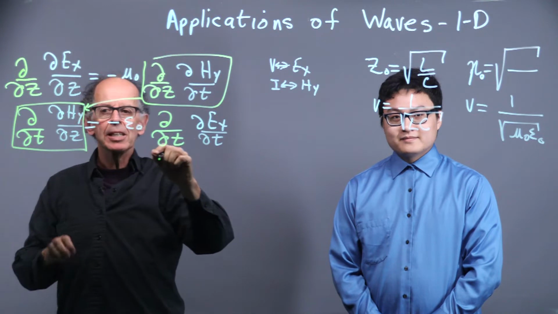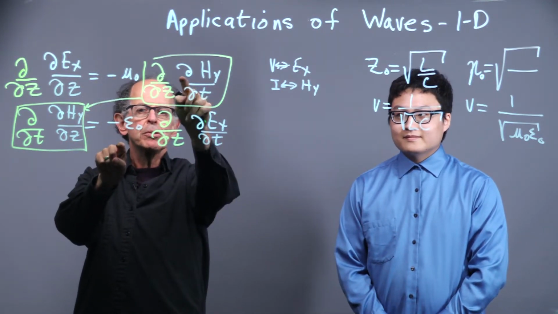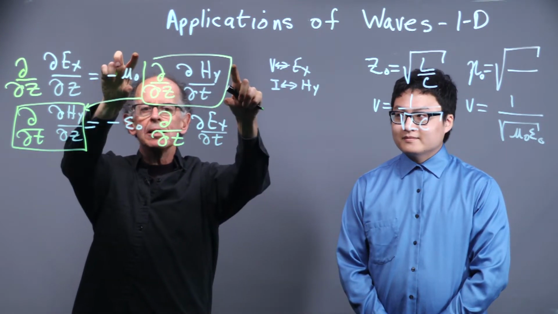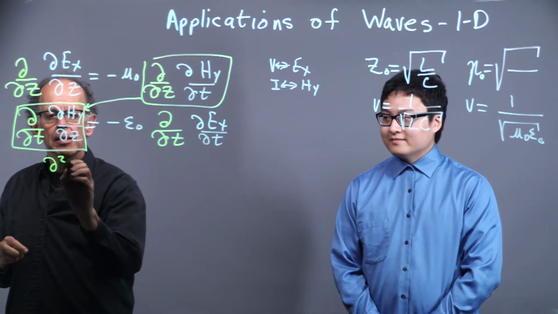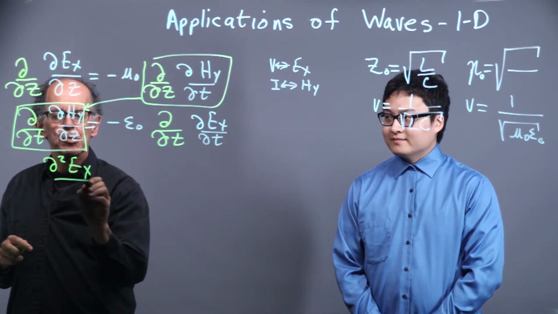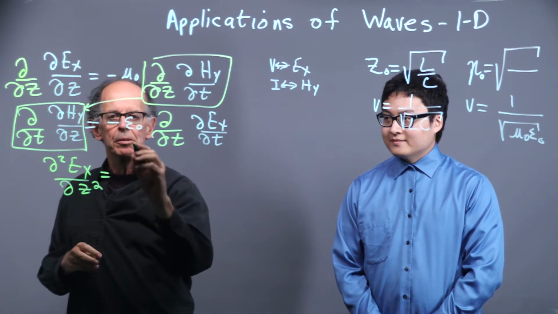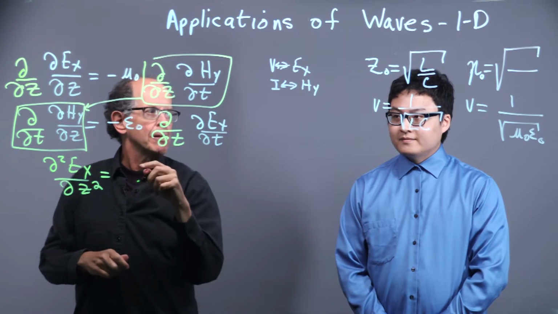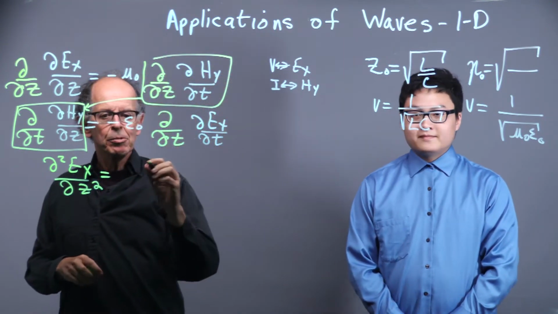So this is the same as this. And if that's the case, we can take this and substitute it in here because these are the same. This is the second derivative of E with respect to Z, equal to mu naught epsilon naught. And mu naught epsilon naught is 1 over V squared.